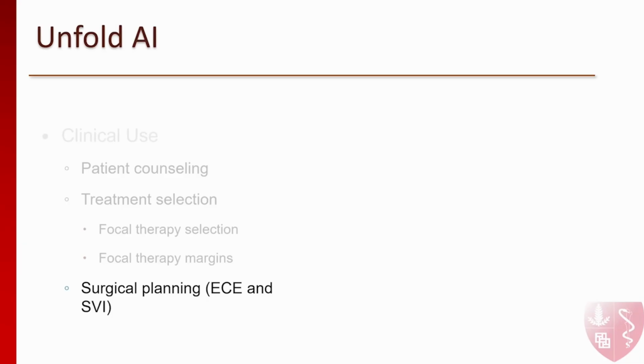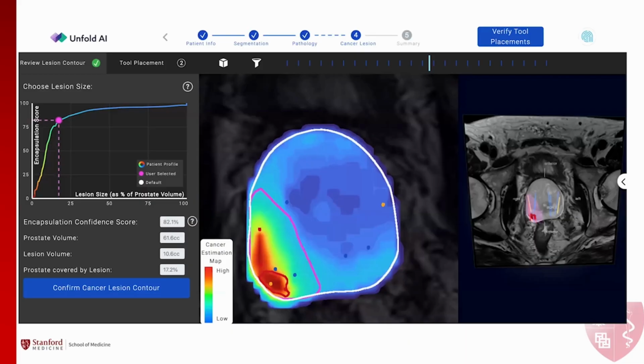So there are a couple of validation studies that have been published using Unfold to date now that show that it improves the ability to detect extracapsular extension, as well as another study showing that it does a better job of detecting seminal vesicle invasion than just relying on the MRI images and/or radiology report alone. So what does this look like clinically?